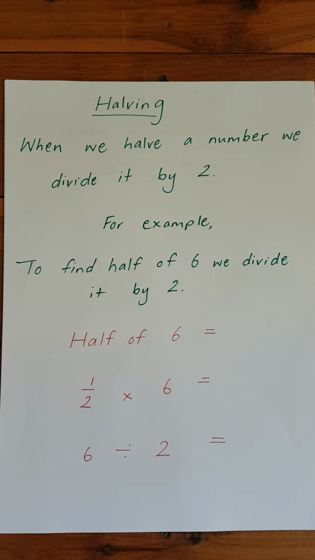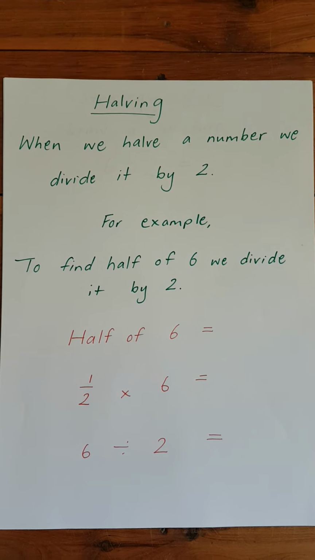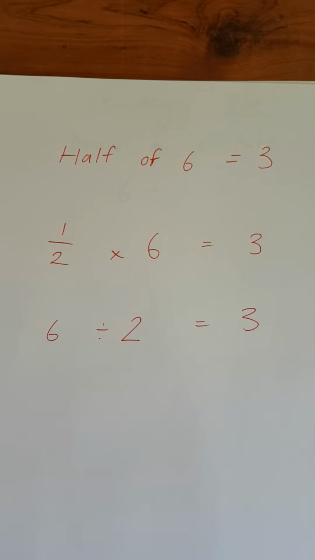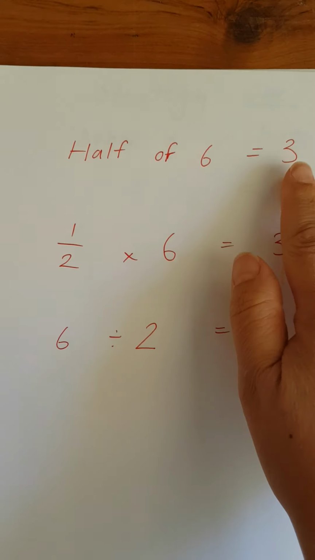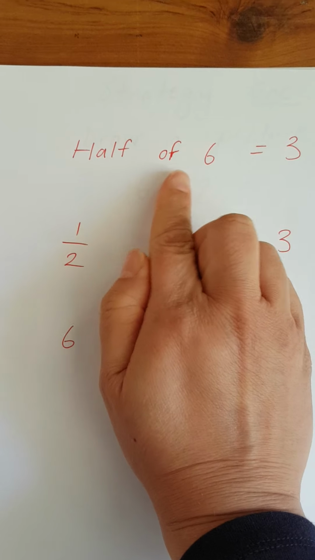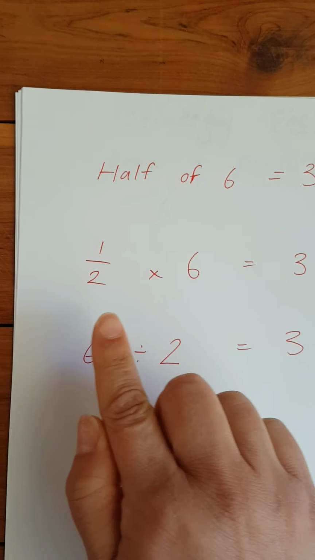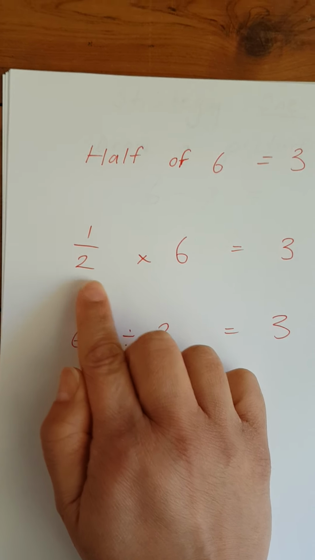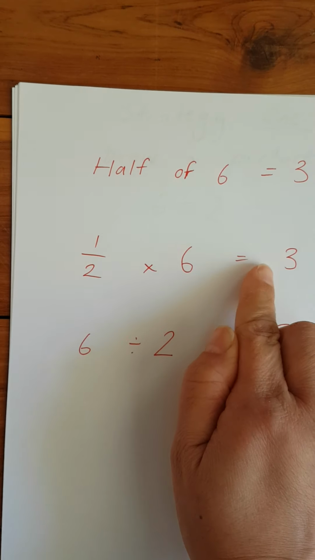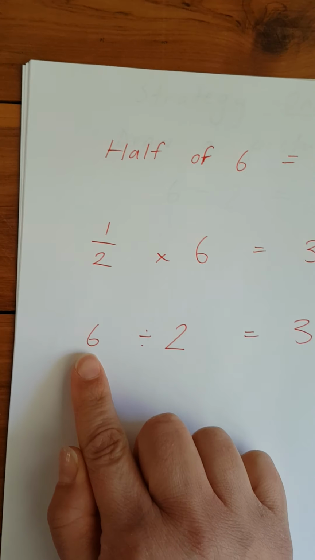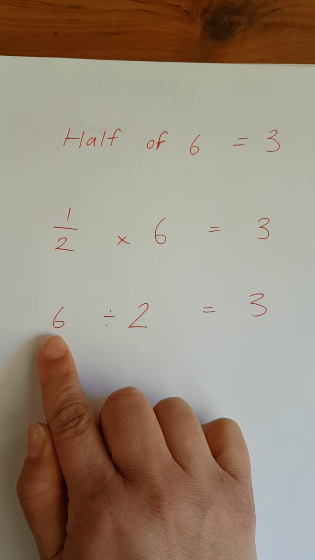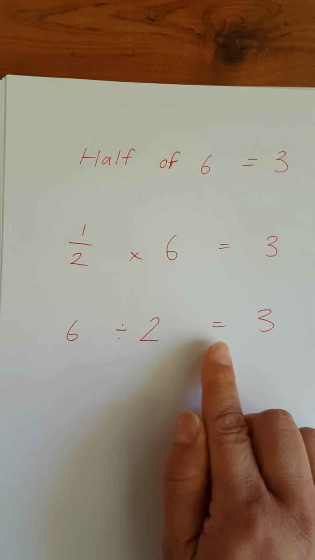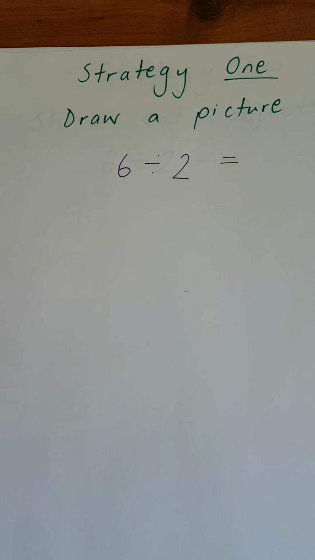For example, to find half of 6 we divide it by 2. So half of 6 equals 3. We can write it as a word, half of 6 equals 3. We can write it as a fraction like this, 1 over 2, which is half, of 6 equals 3, and we can write it as a division as well. 6 divided by 2, because there are 2 parts in a half, equals 3.